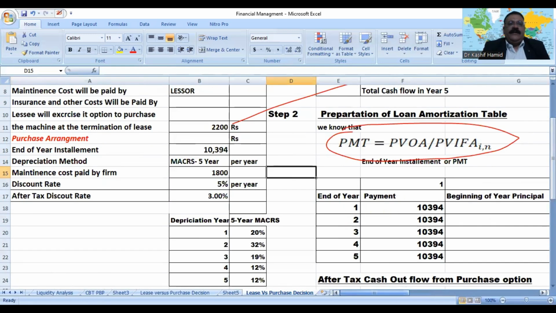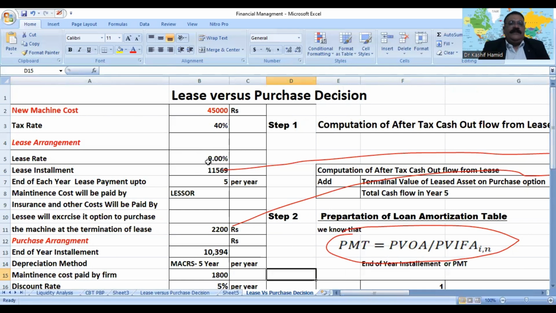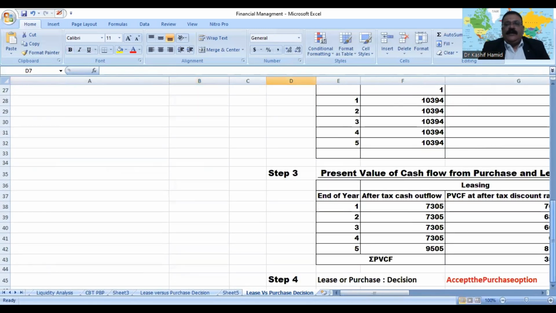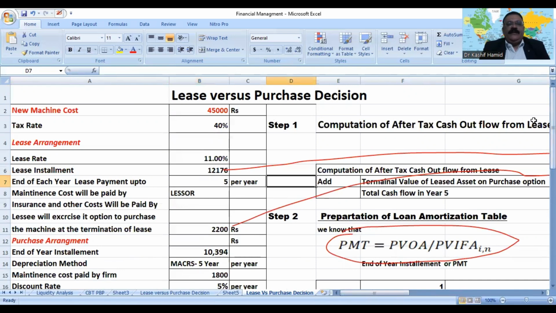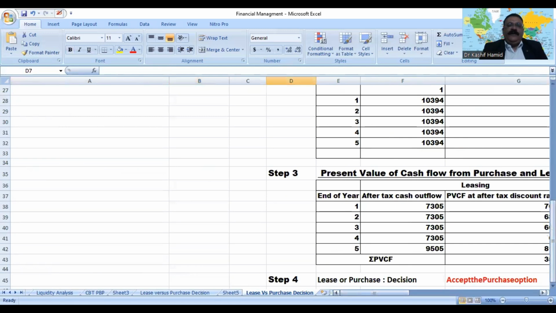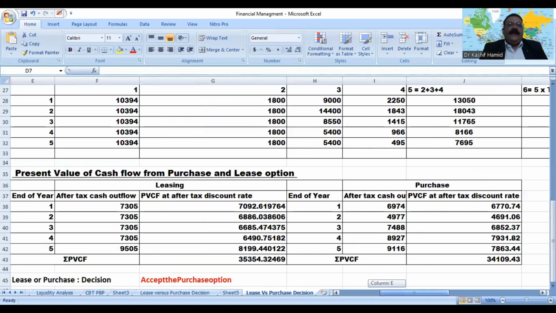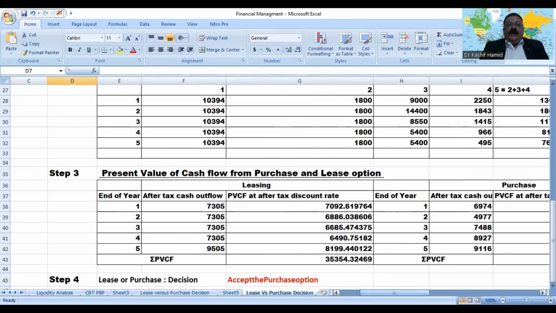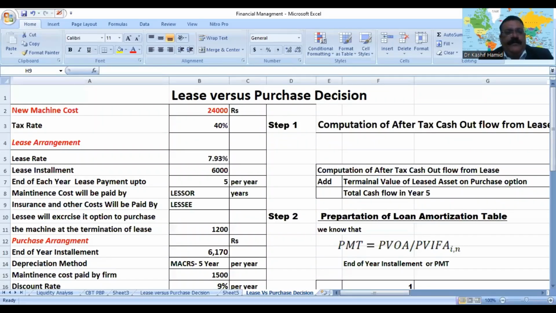Let the rate be equal to 8%, 11%, then accept the purchase option. So in this way, if we change the data set, then we can see the different questions we can solve if they are in a 5-year recovery system, in a 5 years arrangement.